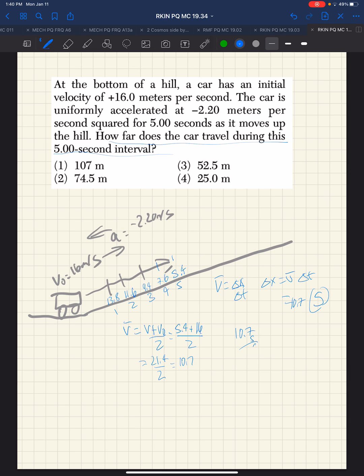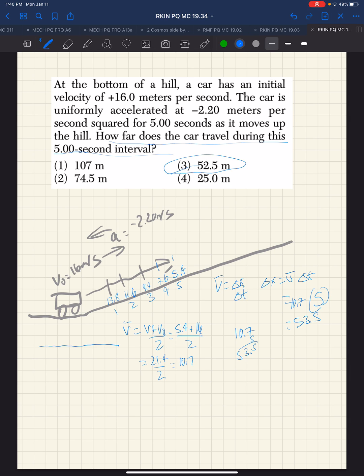10.7 times 5 is 53.5. Looks like the closest one is this one. Let's try another method to do this. Let's use our average velocity table.